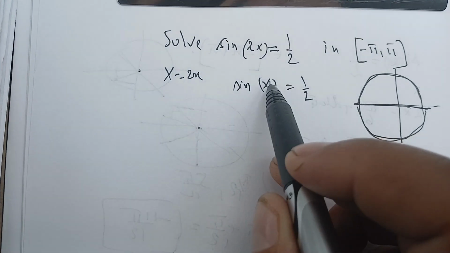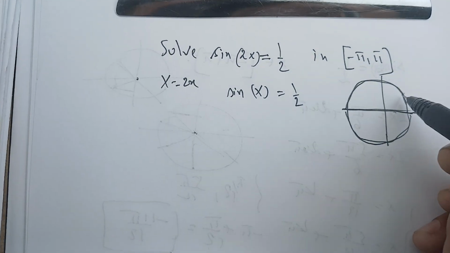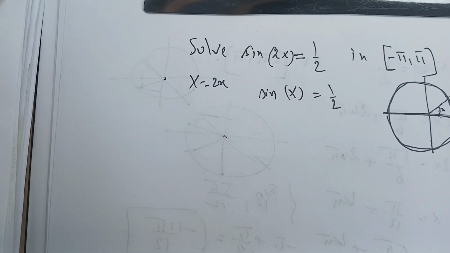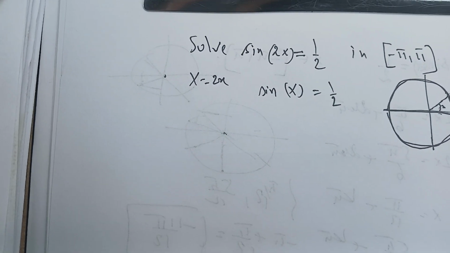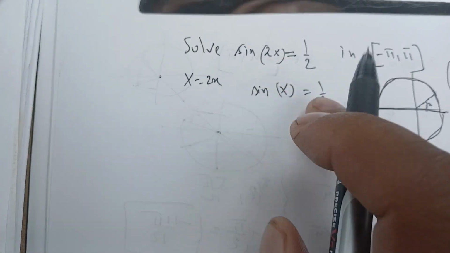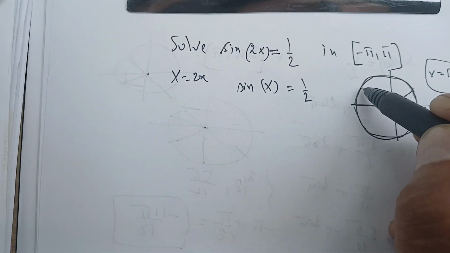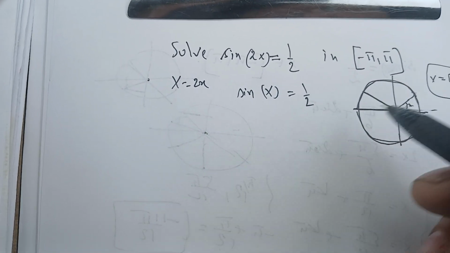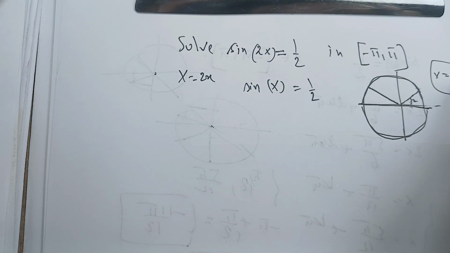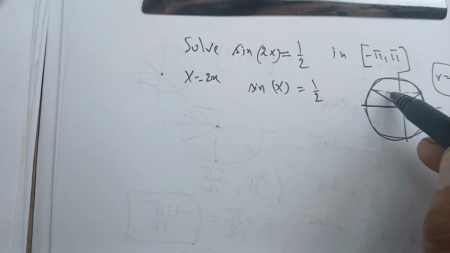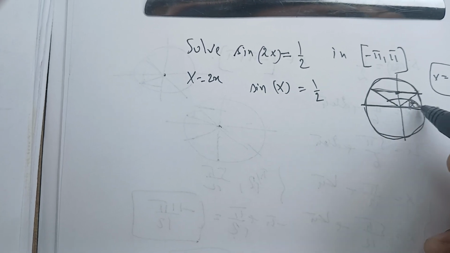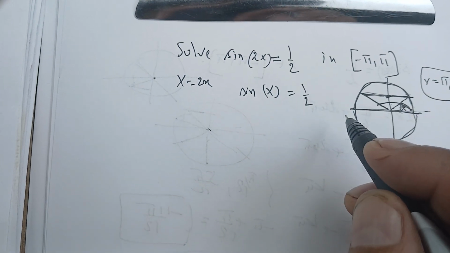The first thing is we solve for sine of x is 1/2. So let's say this is our x. We know that when x is pi over 6, the sine of x is 1/2. But also when we subtract these angles, pi minus pi over 6, which is 5 pi over 6, it's also 1/2. So we still have this angle too. This is 5 pi over 6.